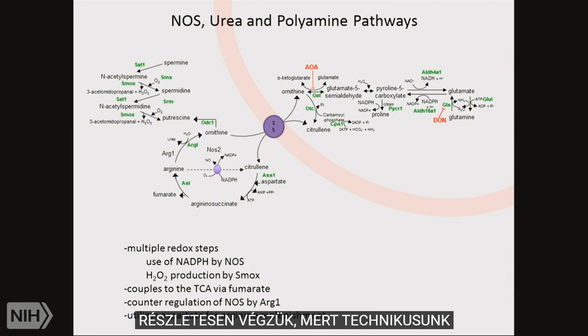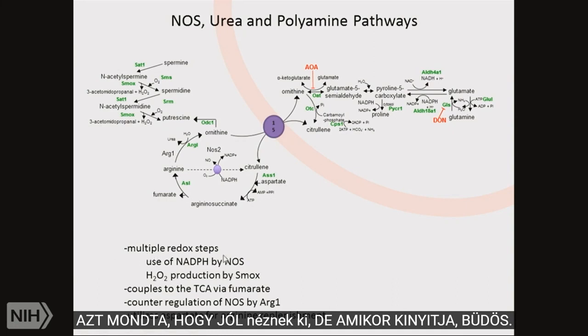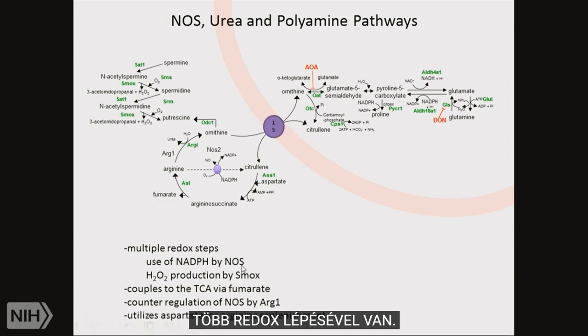And it turns out that there is a lot of production of putrescine in that system. So it has multiple redox steps. It uses NADPH by NOS. It can produce hydrogen peroxide. I almost forgot to mention this. So this is another big redox step as you build polyamines.